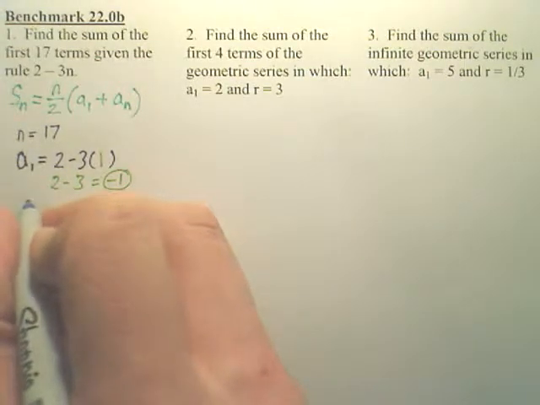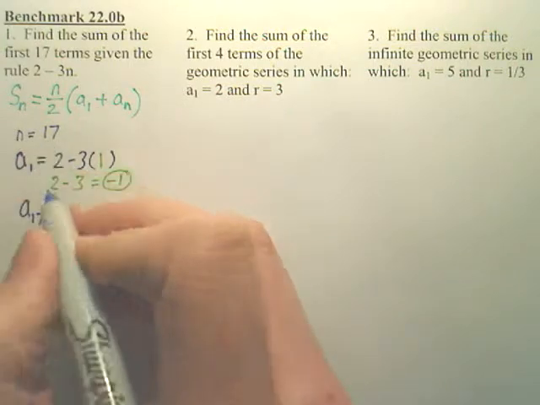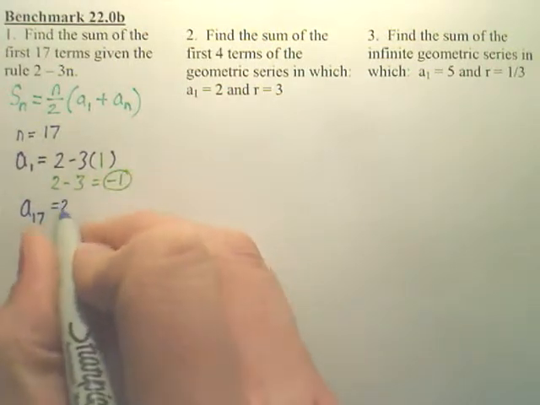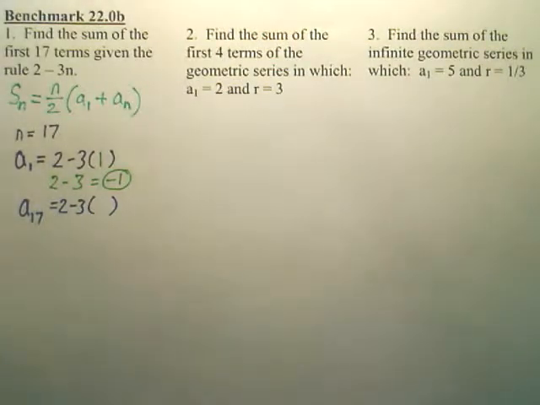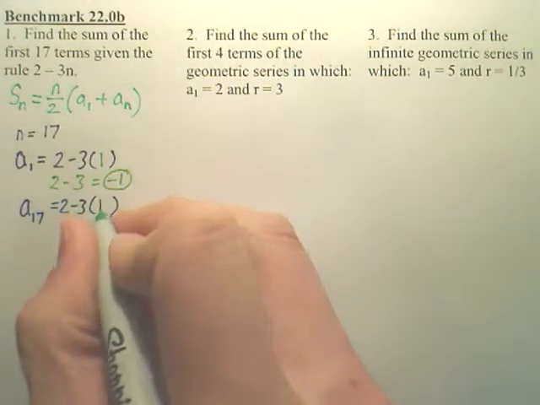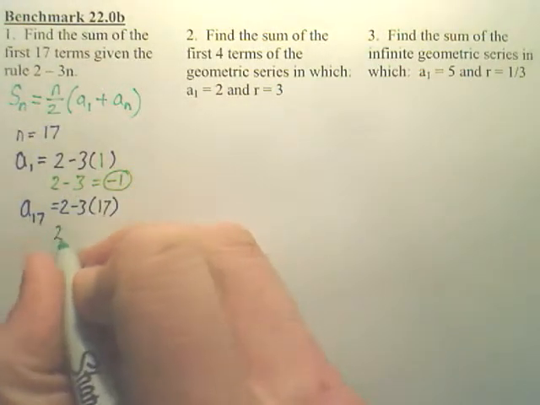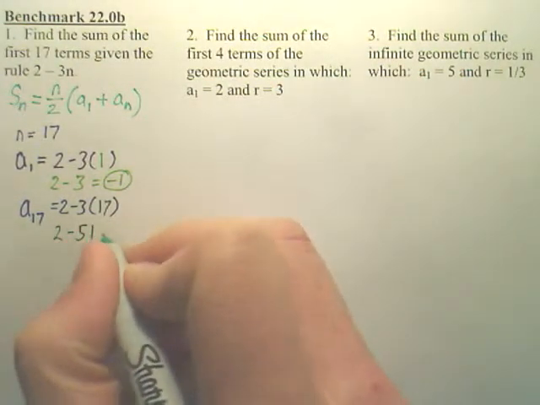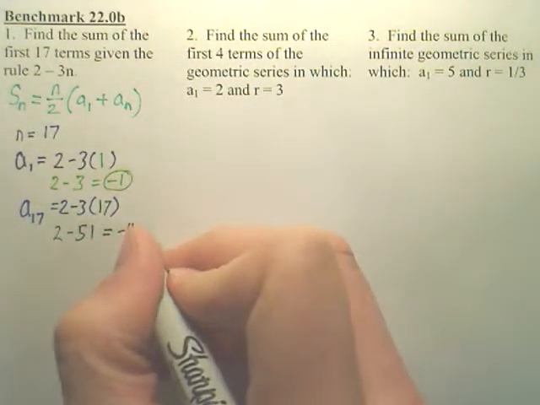The last term is actually the 17th term, since there's 17 terms. So that's going to be 2 minus 3 times what goes in there? Well, won't that be 17? Which is 2 minus 51, which is negative 49.